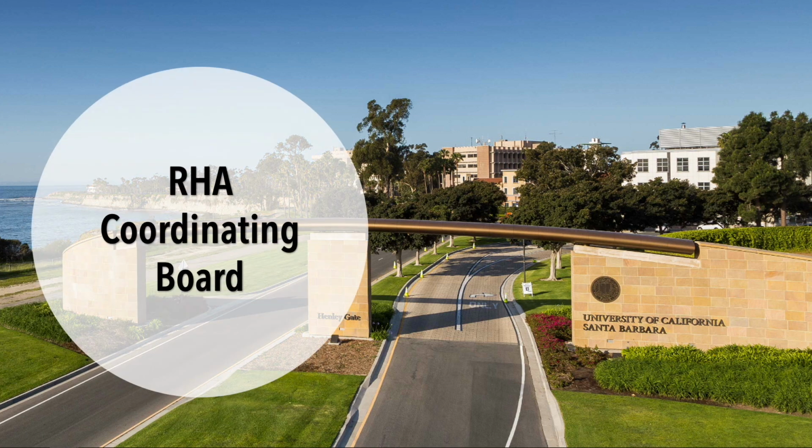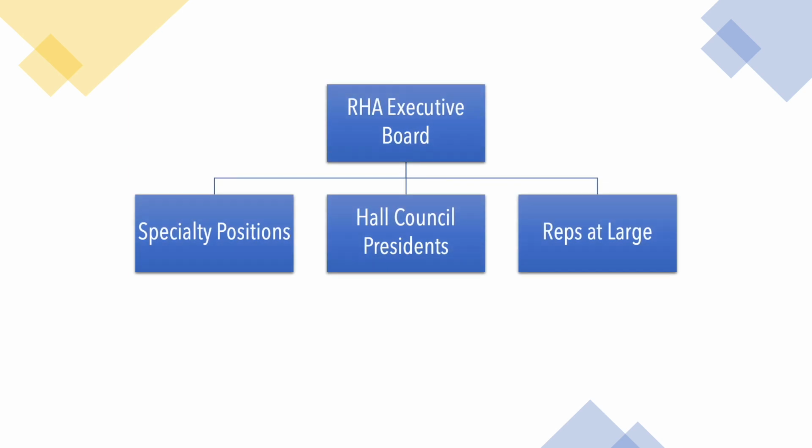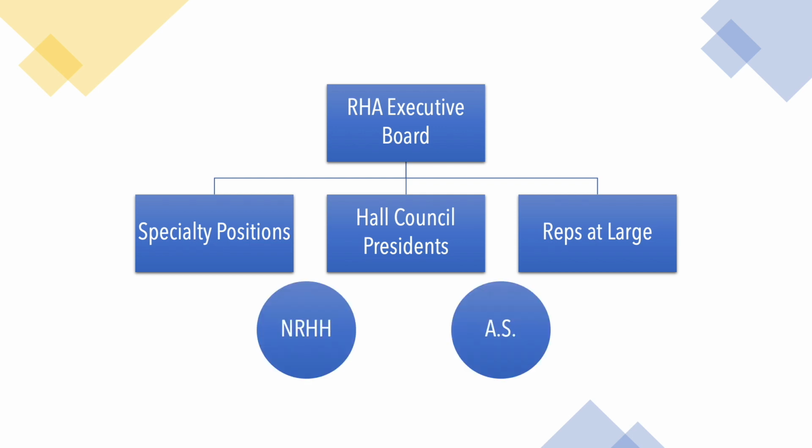Now let's talk about the RHA Coordinating Board. RHA is operated at large by a coordinating board of over 30 students who advocate for and represent the needs of the entire UCSB residential housing community. The RHA Coordinating Board, or Cord Board, is made up of an executive board, specialty positions, hall council presidents, and representatives at large. There is also a representative from NRHH, and a representative from Associated Students, or AS.